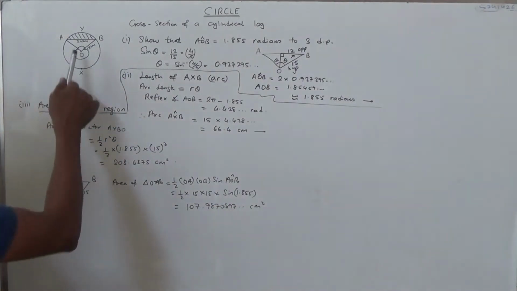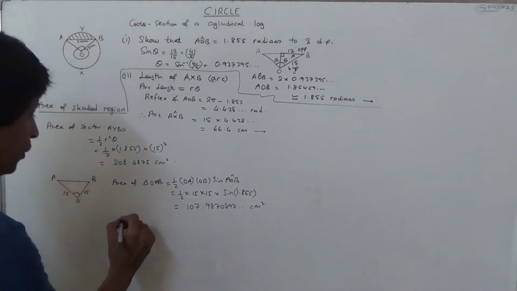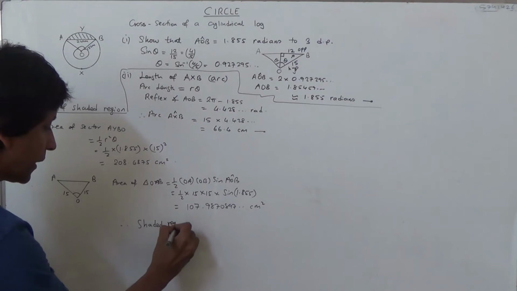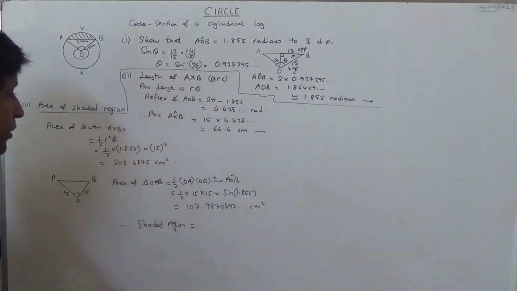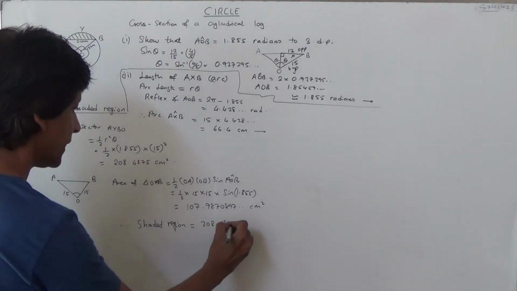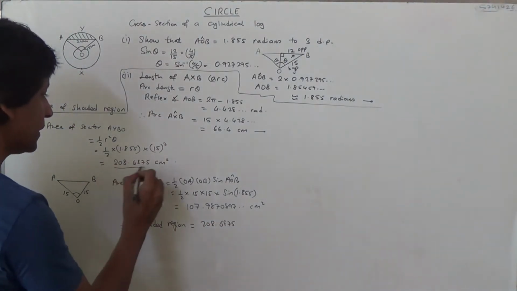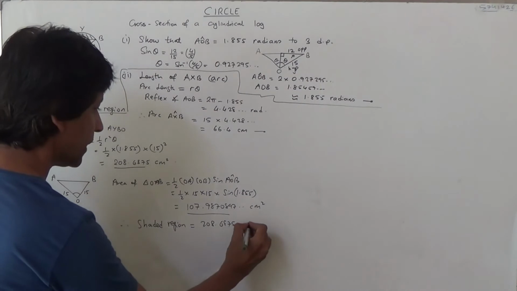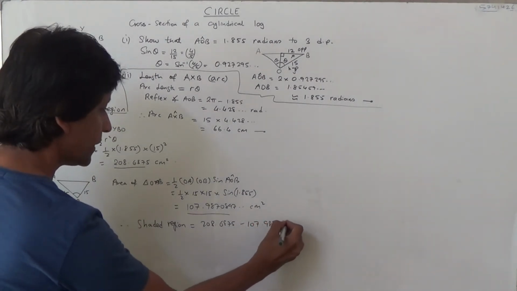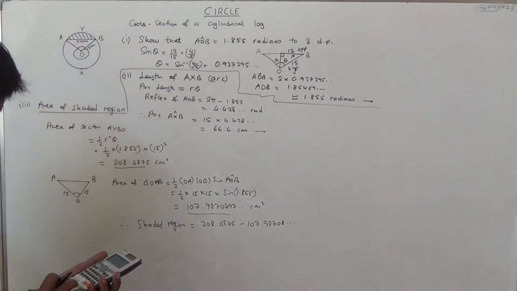Now we need the area of the shaded region. Therefore, the area of the shaded region is going to equal the area of this sector, 208.6875, take away that one, minus 107.98708, etc. So, let's do that.